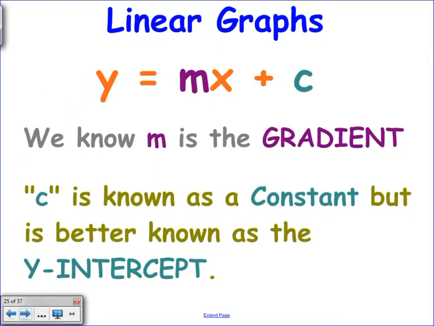So, with linear graphs, they always look like this. Y equals something multiplying or dividing x, which we call m, and something being added or subtracted from that. That's the y-intercept, and they call that c. Y equals mx plus c. You don't specifically have to know this. What you need to know is that whatever's multiplying or dividing x is your gradient, and whatever is adding or subtracting from x is your y-intercept. Okay.